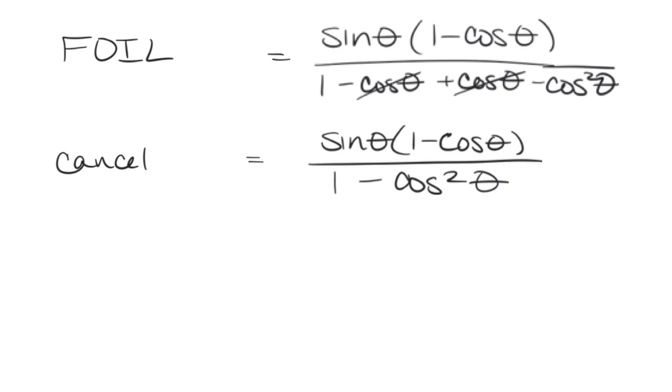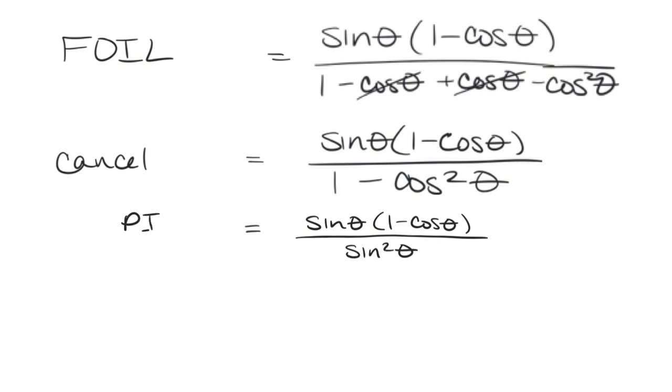I wrote too big. Make your handwriting smaller if you're running out of space. This is sine of theta times 1 minus cosine of theta over what? Sine squared of theta. That's your Pythagorean identity. Just like last time, what happens? Sine cancels, sine cancels. So this becomes 1 minus cosine of theta over sine of theta.